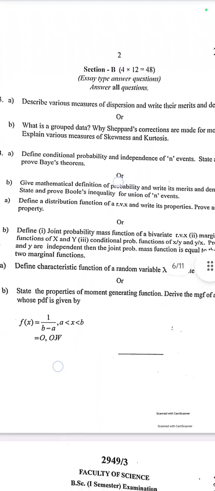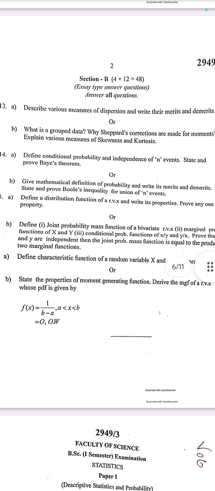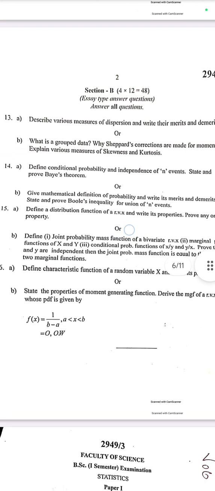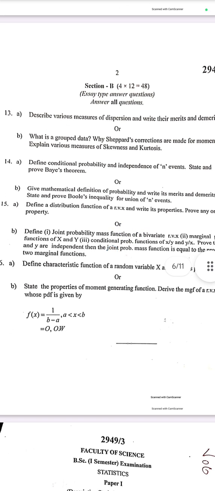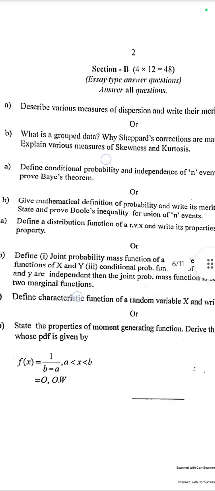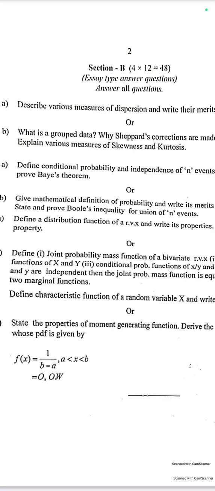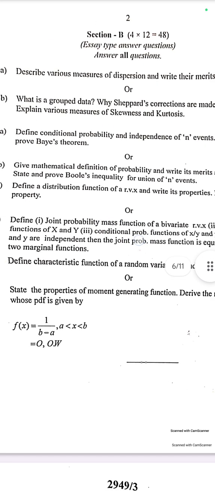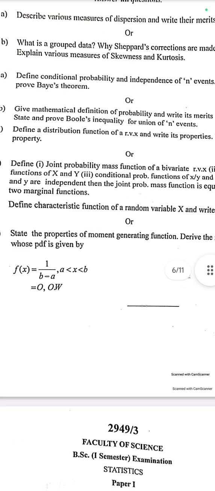Similarly, describe various measures of dispersion and write their merits and demerits. Define conditional probability and independence of n events, multiplication theorem and also Bayes theorem. Okay, Boole's inequality, very important. Give the mathematical definition of probability and write its merits and demerits. State and prove Boole's inequality, very important.